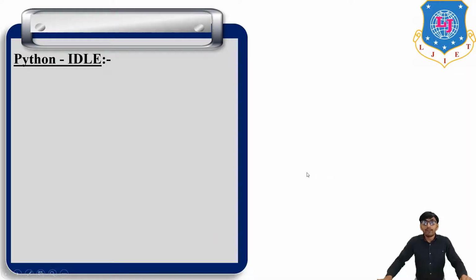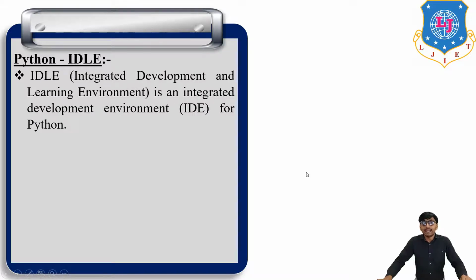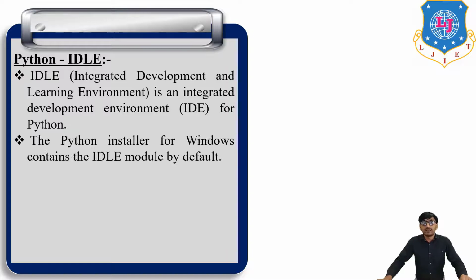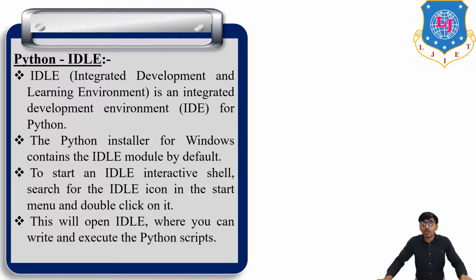Now next one, Python IDLE. IDLE is an integrated development environment for Python. IDE, integrated development environment. The Python installer for Windows contains the IDLE module by default. To start an IDLE interactive shell, search for the IDLE icon in the Start menu and double click on it. This will open IDLE where you can write and execute Python scripts.